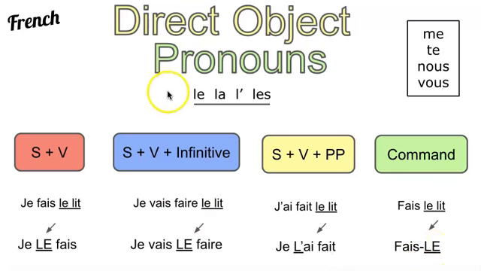Now, back to the pronouns. If your noun in the sentence is masculine, you're going to use the masculine pronoun le. If the noun's feminine, you would use la. L' goes before a word that begins with a vowel sound, and les is for plural.